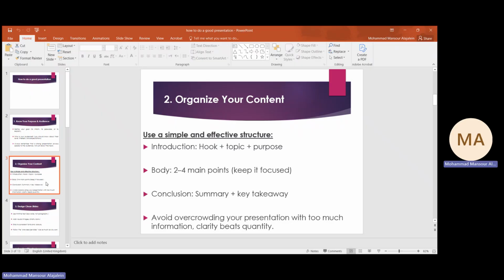In that, you also need to avoid overcrowding your presentation with too much information, which means that in every slide you need to have one idea with some supporting sentences. Avoid having full paragraphs within the slides you present before the class.